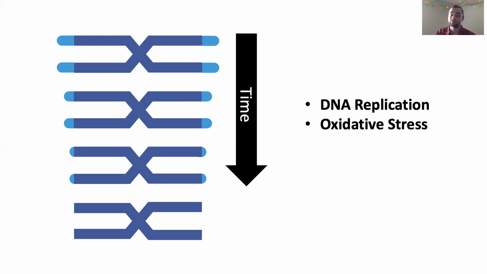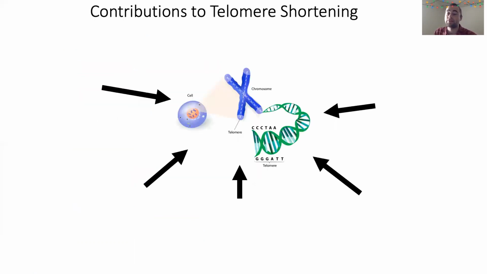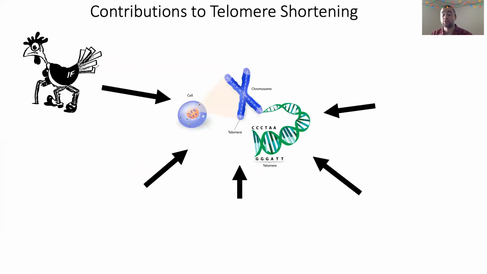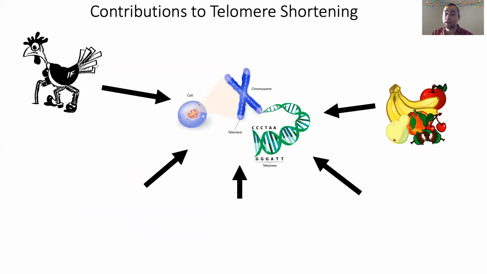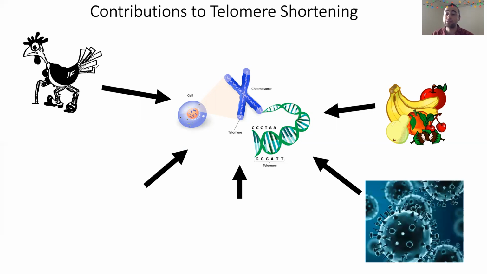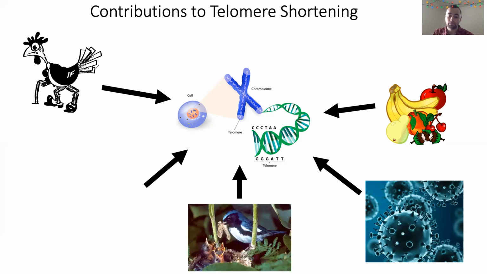And biologists have identified a number of factors that contribute to rates of telomere shortening, and these include aging. So in general, as individuals age, their telomeres get shorter. An individual's nutritional status can influence rates of telomere shortening. So high antioxidant diets are associated with slower rates of telomere shortening. And then an individual's disease status can also influence the rate that their telomeres shorten. And diseases like avian malaria have actually been found to accelerate rates of telomere shortening.